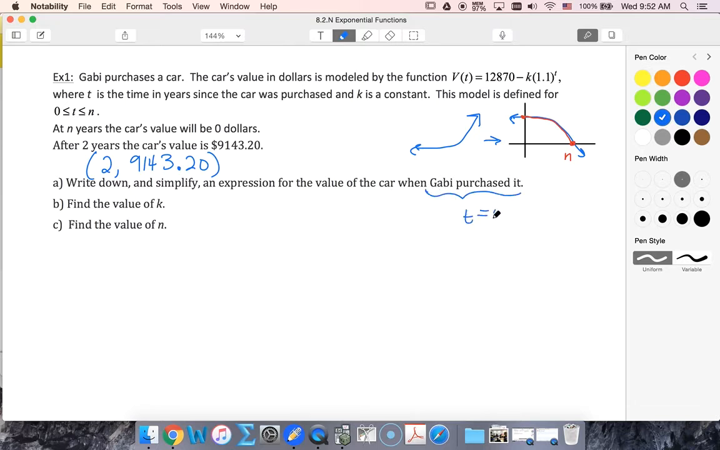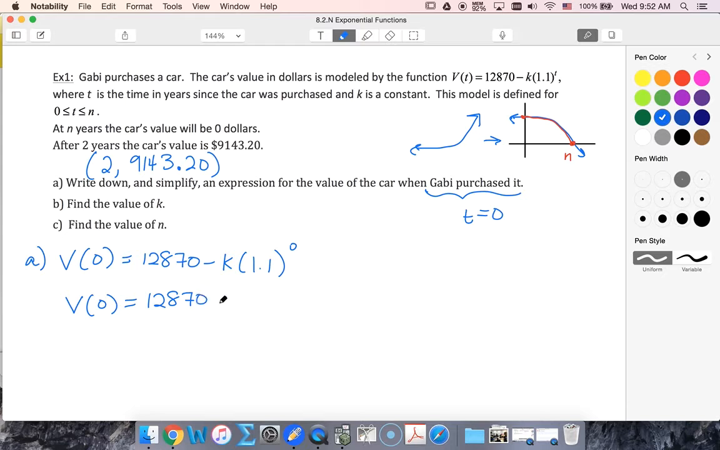Write down and simplify an expression for the value of the car when Gabby purchased it. Well, that's at time 0. So my value at time 0 is going to be 12,870 minus k times 1.1 to the 0. Well, I know 1.1 to the 0 is just 1. So my value at time 0 is going to be 12,870 minus k. And we're not asked for anything further, so we're going to stop here.